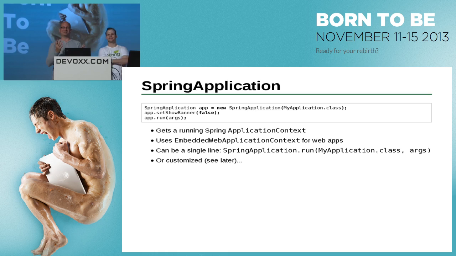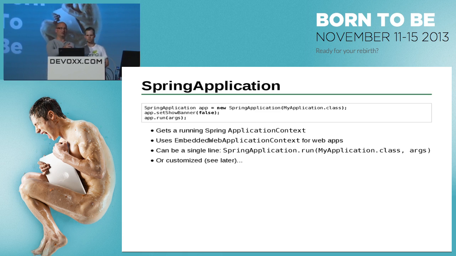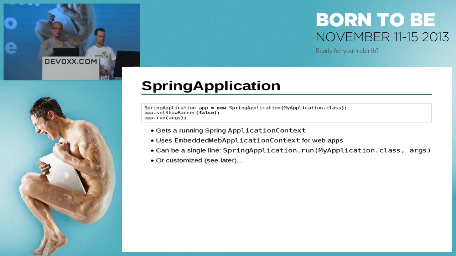But there are other things you might want to set. Like, for instance, you might want to override the default setting that says, if you find Tomcat on the class path, you want to have a web application. So there might be reasons why you want to have Tomcat on the class path and not be a web application context, in which case you could do setWebEnvironment, I think it's called, false. So there's a bunch of properties you can set there.